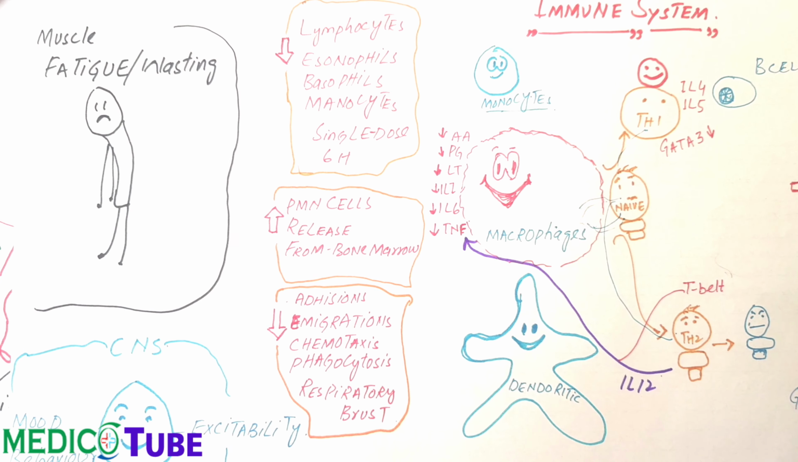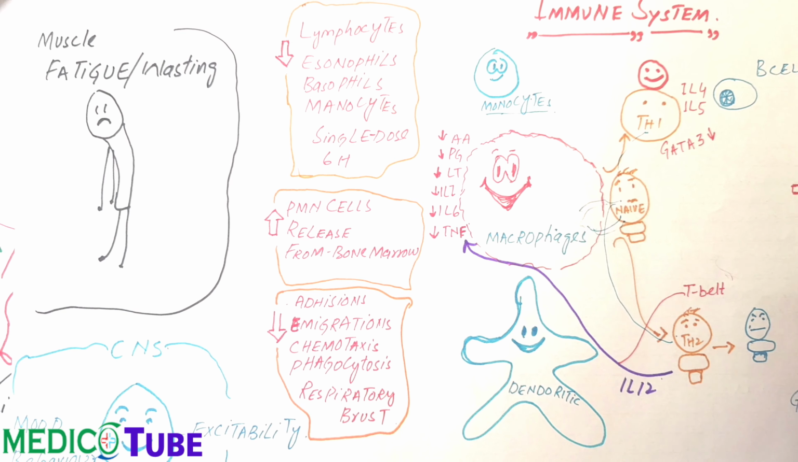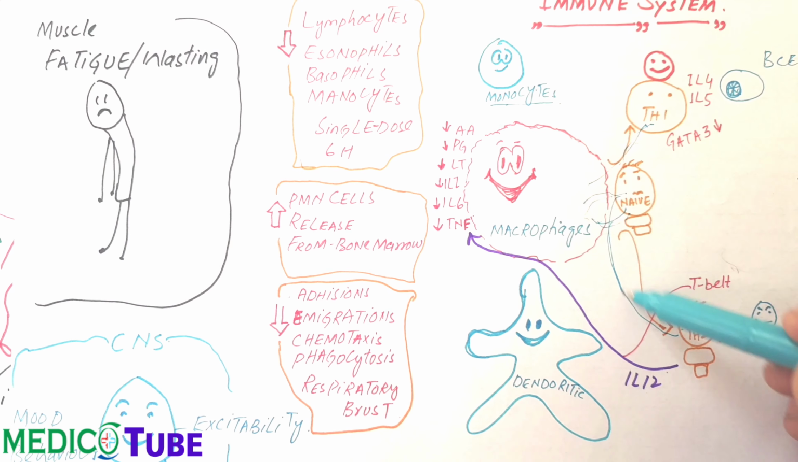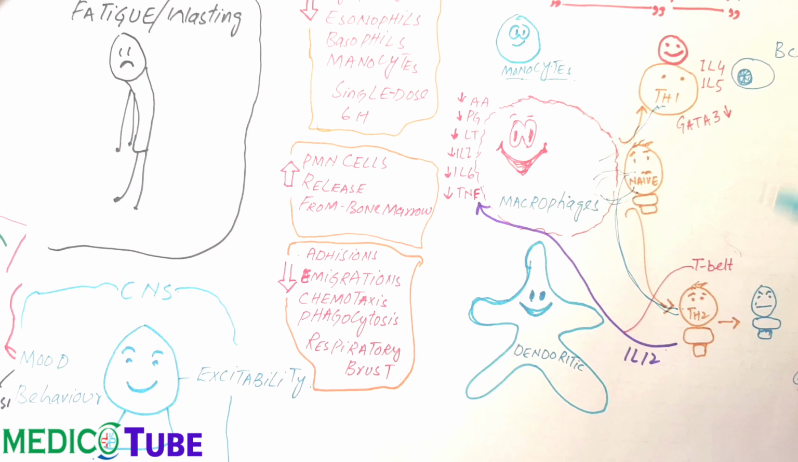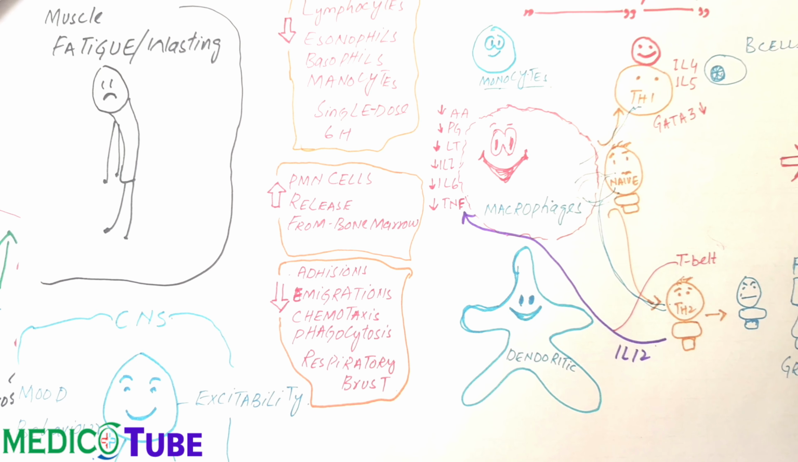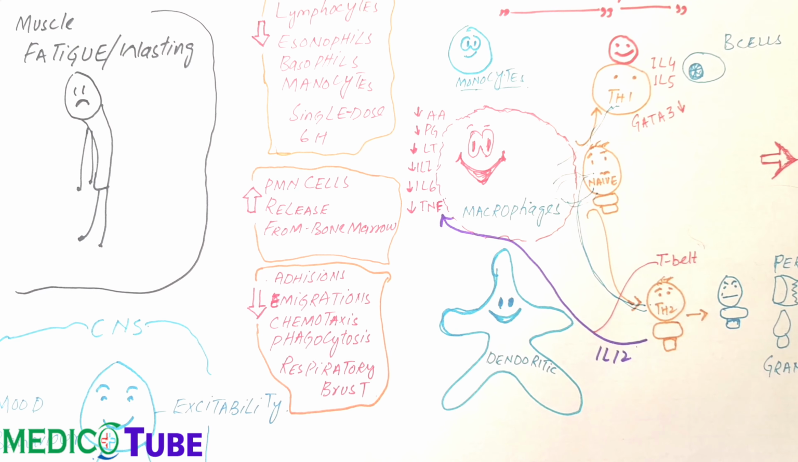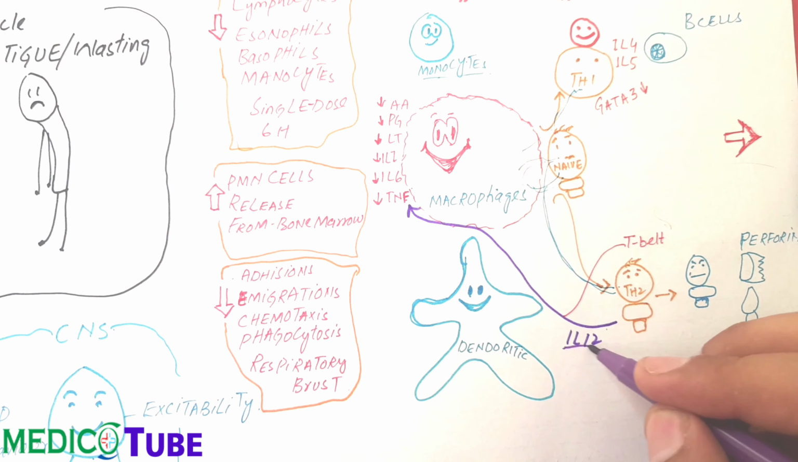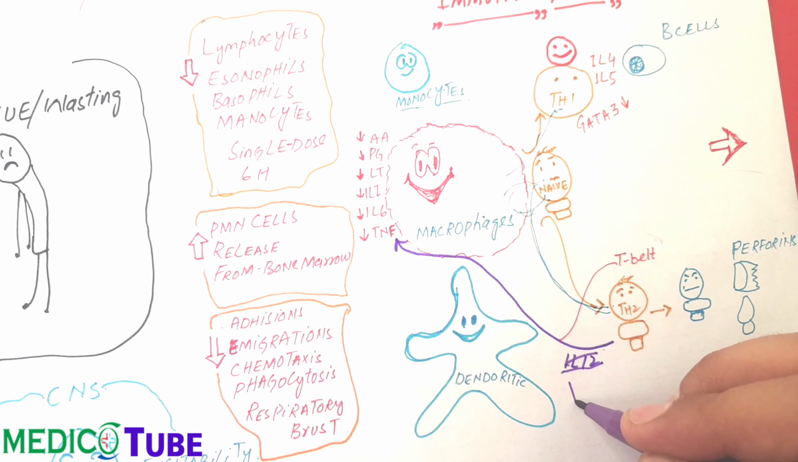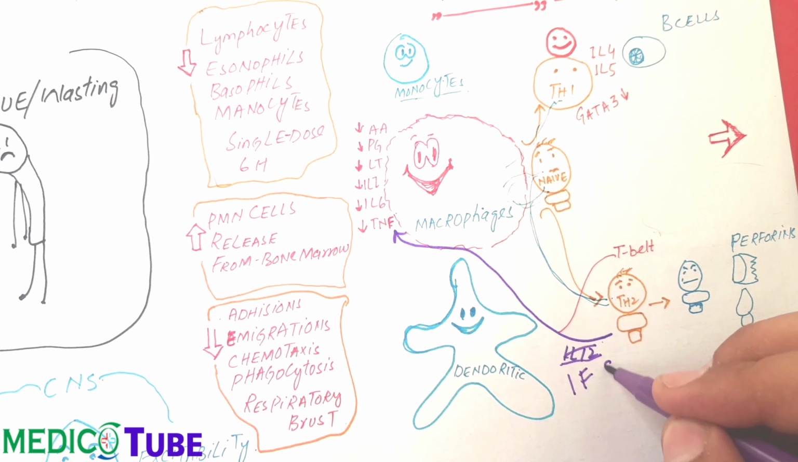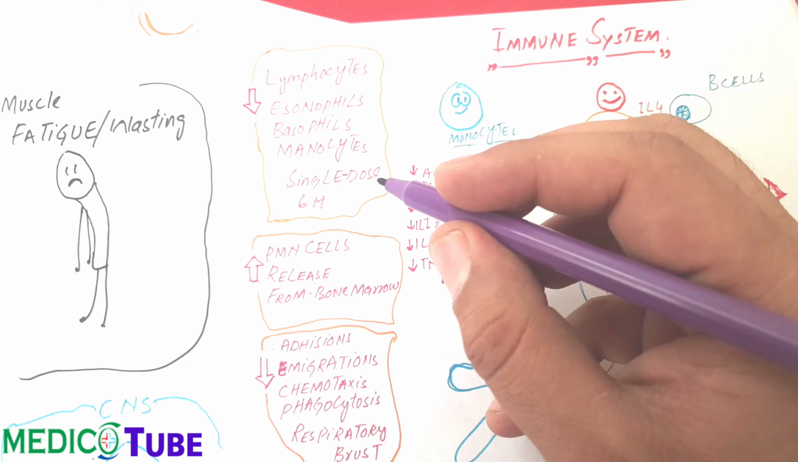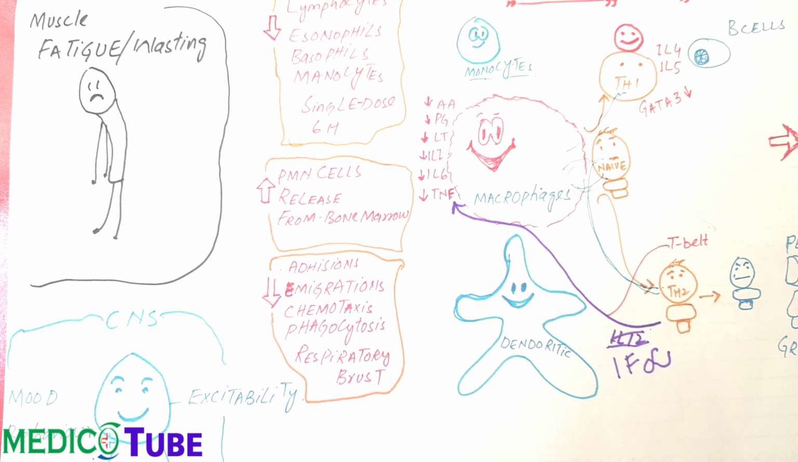The result is that naive T cells would either become T helper 1 cells or T helper 2 cells. If it becomes a T helper 2 cell, then it would release interleukin. It would not be interleukin, it would be interferon gamma. And that would activate the macrophages.